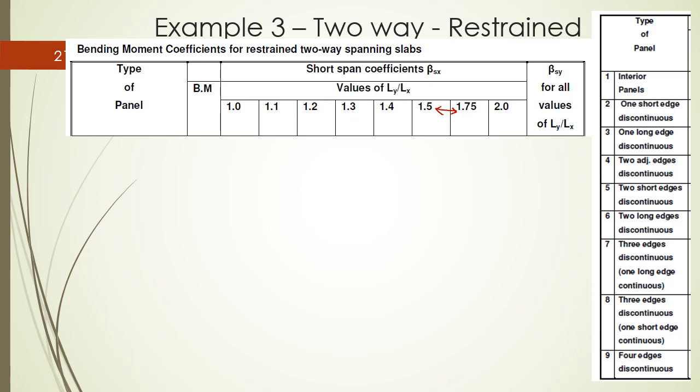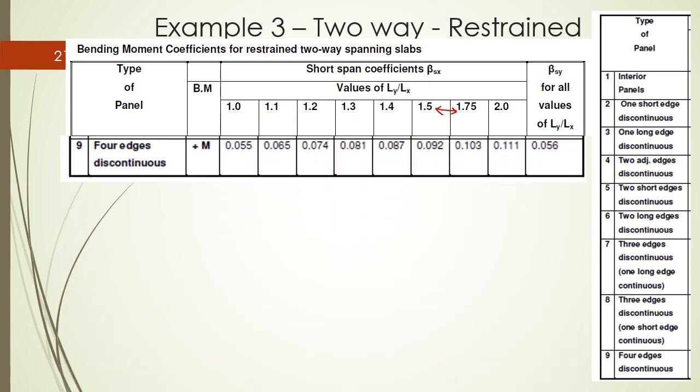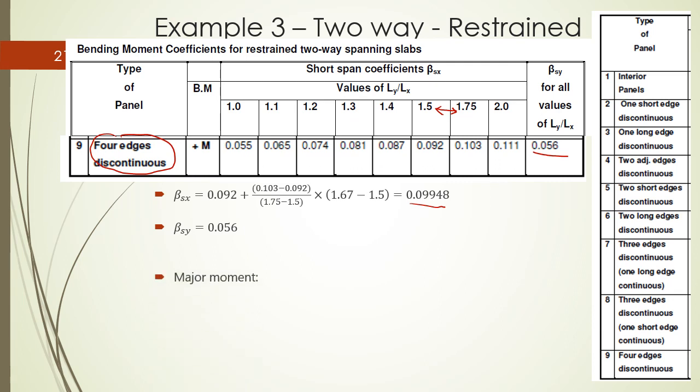Next, we'll also need to know what type of panel it is. As discussed in lecture 9, this will have 4 edges discontinuous, and we'll have to interpolate between 1.5 and 1.75 in this process to get beta Sx as 0.09948. Beta Sy in the case of beam restraints does not need interpolation, and we will therefore read the value of Ly over Lx directly, which is 0.056.